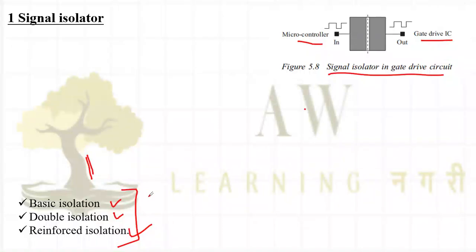I have to reduce my cost and I have to reduce my power density, and by doing that I also have to achieve the capacity of double isolation. That kind of isolation circuit is called reinforced isolation. So it is a single-layer isolation but having the capacity of two layers. In this way, reinforced isolation is designed.